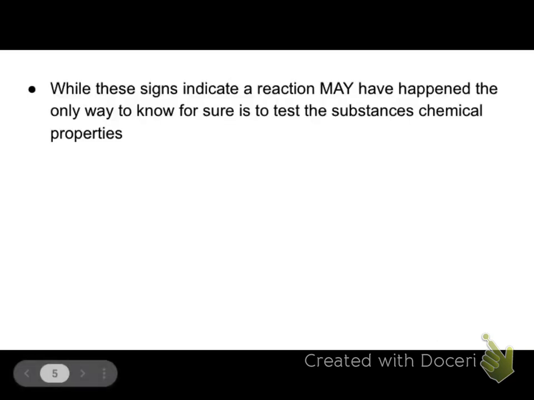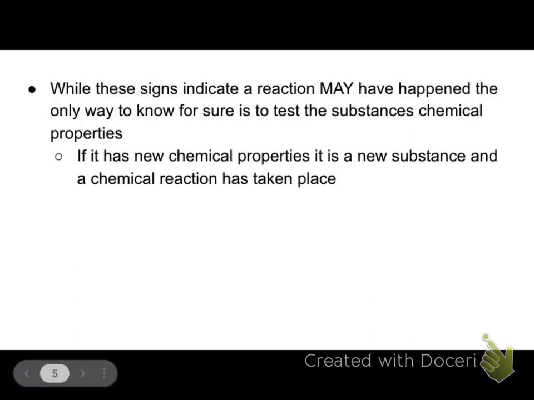Now, I need to stress for you, again, that these signs may indicate that a reaction has happened. The only way you can know 100% for sure that a chemical reaction has taken place is if you test the substance's chemical properties before and after. If it has new chemical properties, so if it wasn't flammable and now it is, or if it didn't respond to light and now it does, then it is a new substance and therefore you have had a chemical change. If there are no new chemical properties, you have the same substance and no chemical reaction has taken place. Okay?